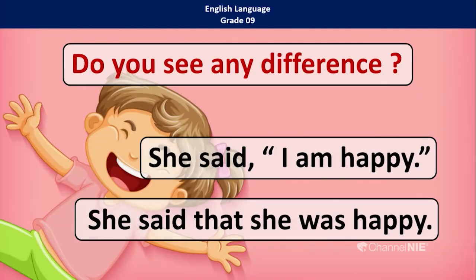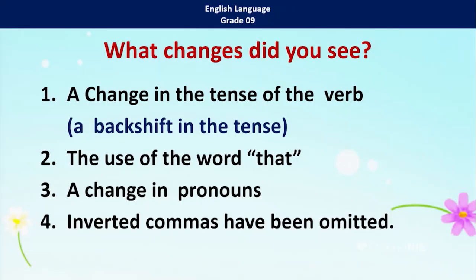All right, do you see any difference between the two sentences that appear on the board, on the screen? What are the two sentences, Miss Niranji? She said, I am happy. She said that she was happy. All right. The first sentence is direct speech, you know that already, and the second one is indirect speech. Now, what are the differences? These are the changes. These are the differences. As we discussed this earlier, there is a change in the tense of the verb.